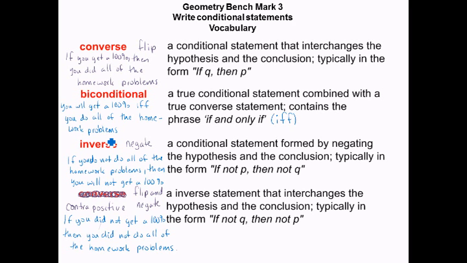So if you get 100%, then you did all of the homework problems. Okay? Now, if both the conditional statement is true and the converse is true, they both have to be true, you can get what's called a biconditional, which means that it can go either way. And that's an if and only if statement. Now the IFF with two F's in math is a symbol or shortcut for writing if and only if. So if you see IFF, you read it as if and only if. So here we would read this, you will get a 100% if and only if you do all of the homework problems.